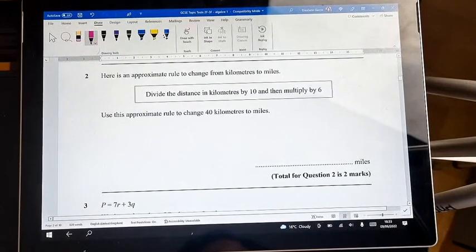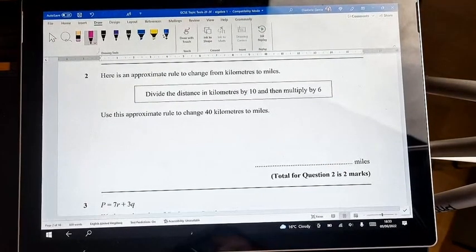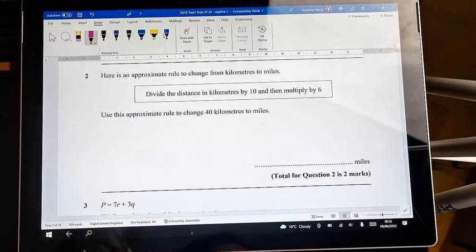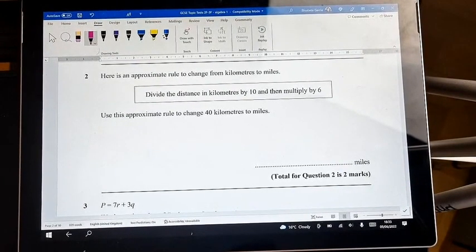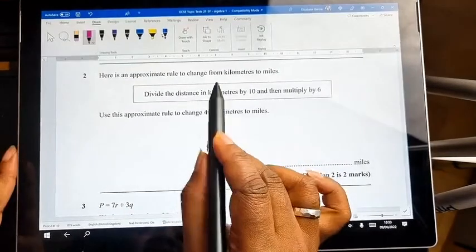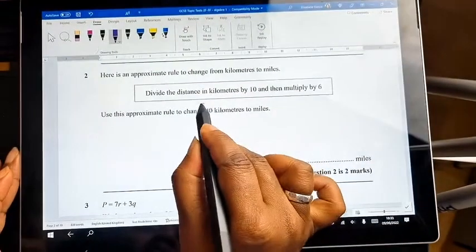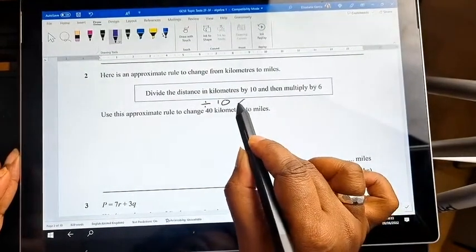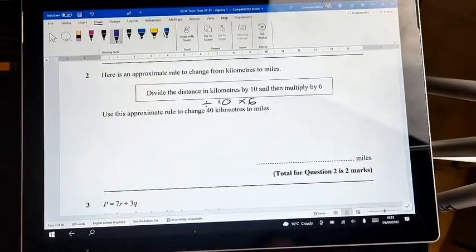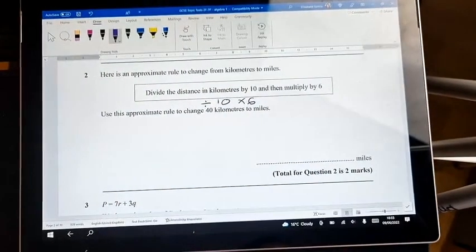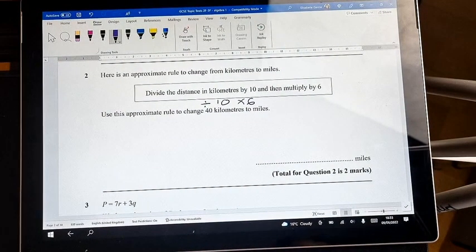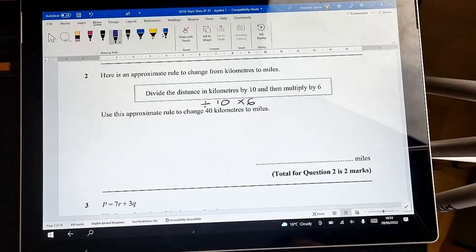Great. So the next question. Here is an approximate rule to change from kilometers to miles. Divide the distance in kilometers by 10. So what we are going to do is make sure we show that. Divide by 10 and then multiply by 6. So this is the rule of thumb. That's like a formula that you follow, okay? A rule that you follow. This one is foundation. I'll tell you when the higher questions come about.